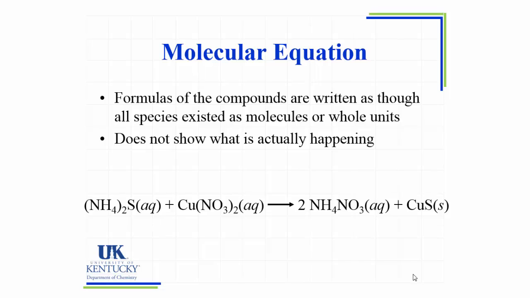So if I look at my example here, I really don't have ammonium sulfide and copper nitrate in solution. What I have are ammonium ions, sulfide ions, copper ions, and nitrate ions. But this is the molecular equation that shows these as molecules. It's not necessarily showing us the chemical change that's happening.